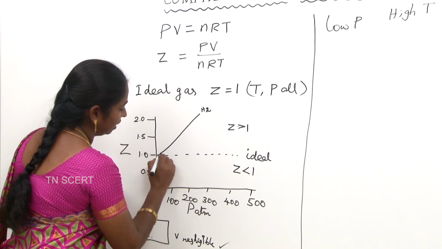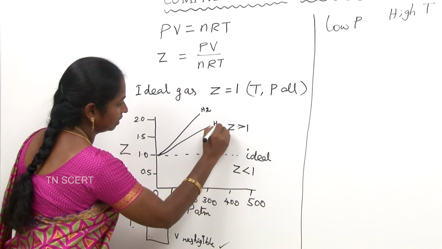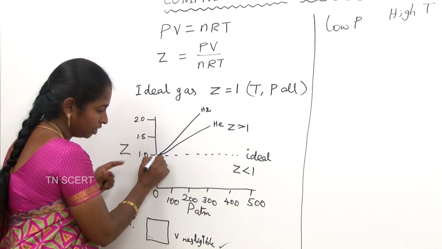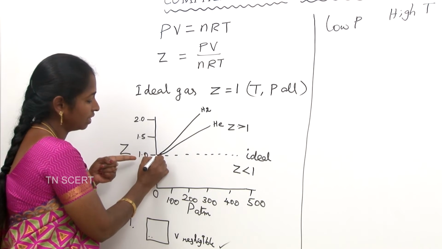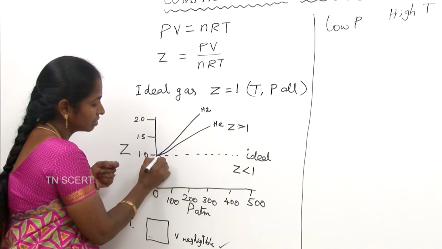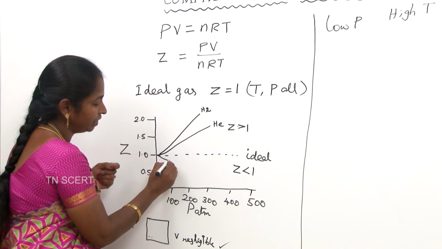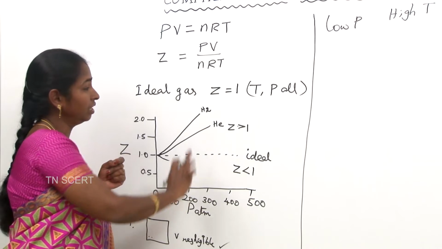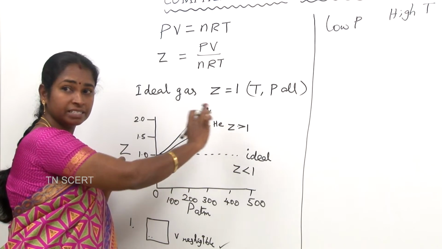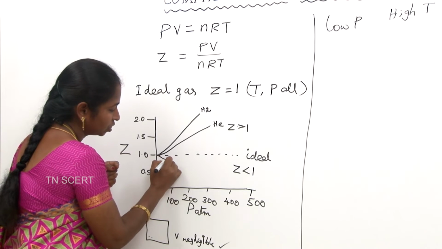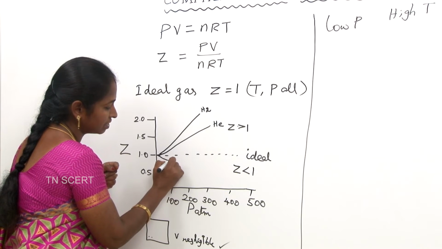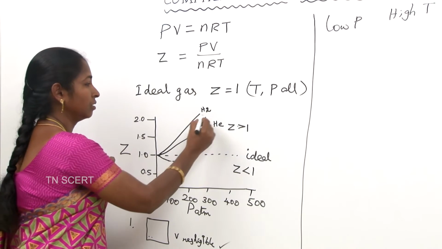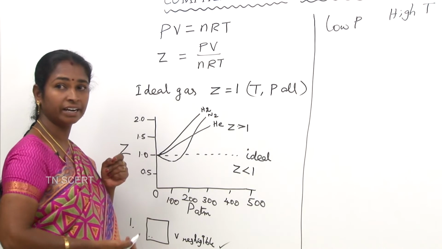Similarly, you get a line for helium like this. For nitrogen, at low pressure, it obeys the ideal gas equation. So, the line starts here and then slightly it shows negative deviation. Here, if Z is less than 1, it is called negative deviation. If Z is greater than 1, it is positive deviation. Nitrogen shows a negative deviation, then reaches the minimum like this, and then it moves toward the positive side. So, this line is obtained for nitrogen.